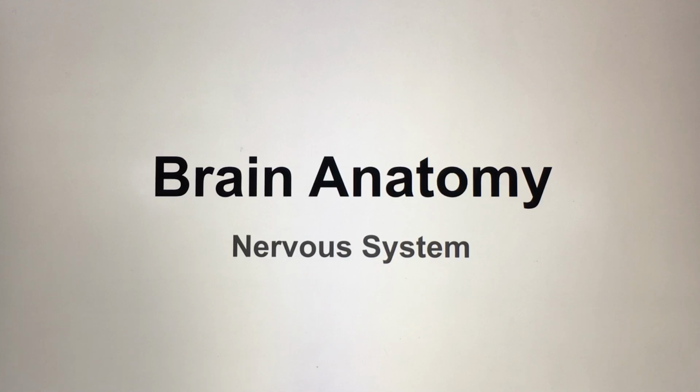Brain anatomy. Brain anatomy and physiology is covered in chapter 14. It's a fairly complicated subject, so we're going to break it up in several parts. If you look at the study questions that are provided for you, they come in 3 parts: part 1, part 2, and part 3. So we're going to start with the brain anatomy, which is part 1.